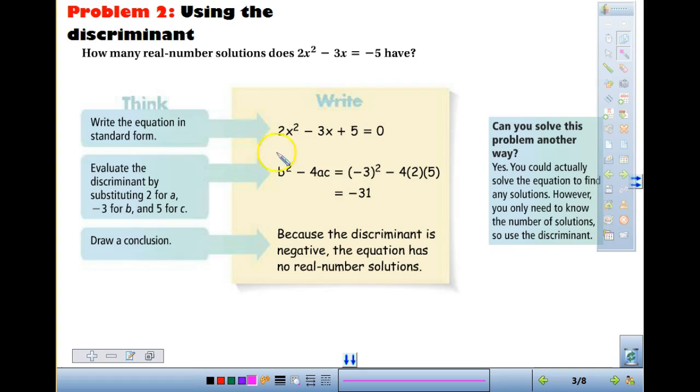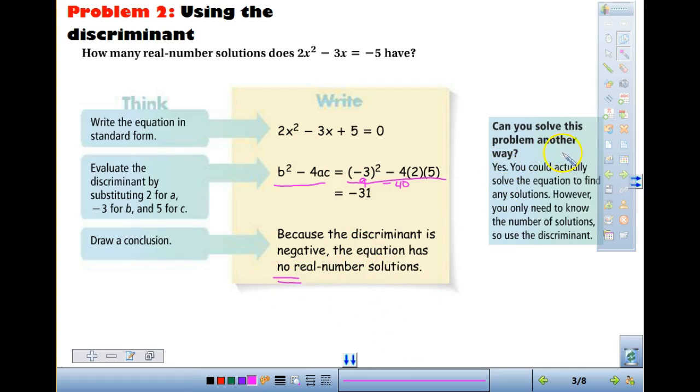So when we look at this one, the first thing they did is simply take that b squared minus 4ac, plugging in negative 3, squaring it gives us 9, minus 4 times 2 times 5. So 8 times 5 is 40, and 9 minus 40 gives us negative 31. And again, you can put this whole thing in your calculator. And since it's negative, we're going to say that there's no solution.